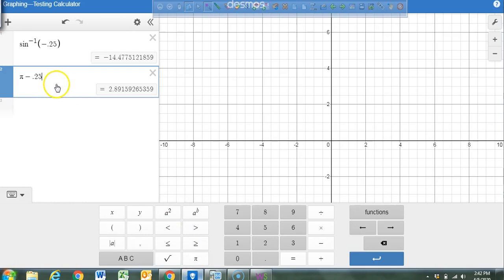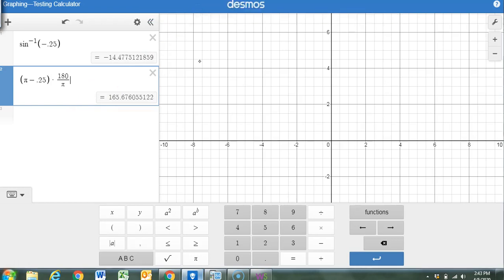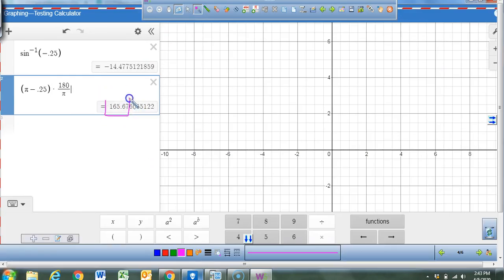Now, what would that be in degrees? In degrees, we could take this answer right here and multiply it by 180 divided by pi, and that will convert it, if you guys remember that. I better put this in parentheses, because parentheses matter. There we go. Okay, that's much better. Now, what does that 166 degrees mean?